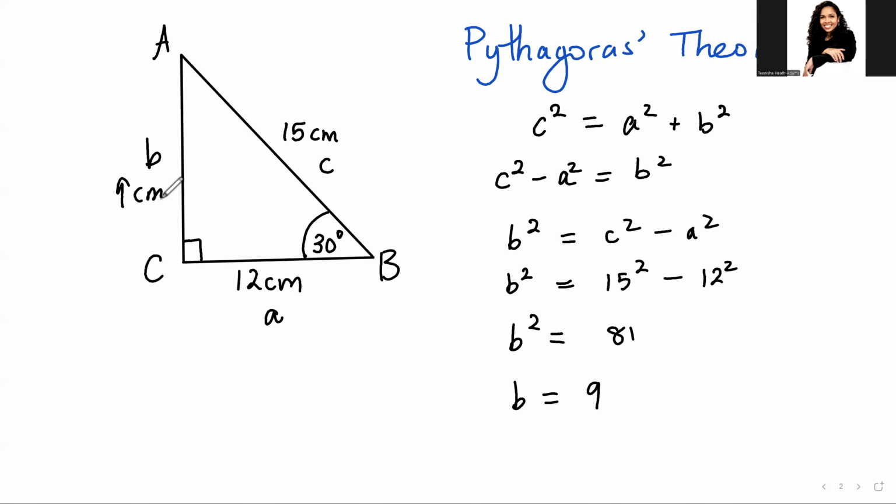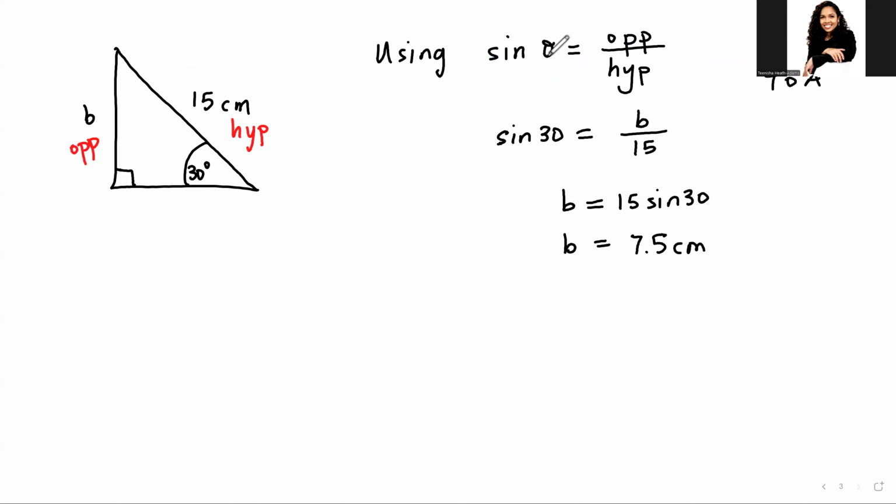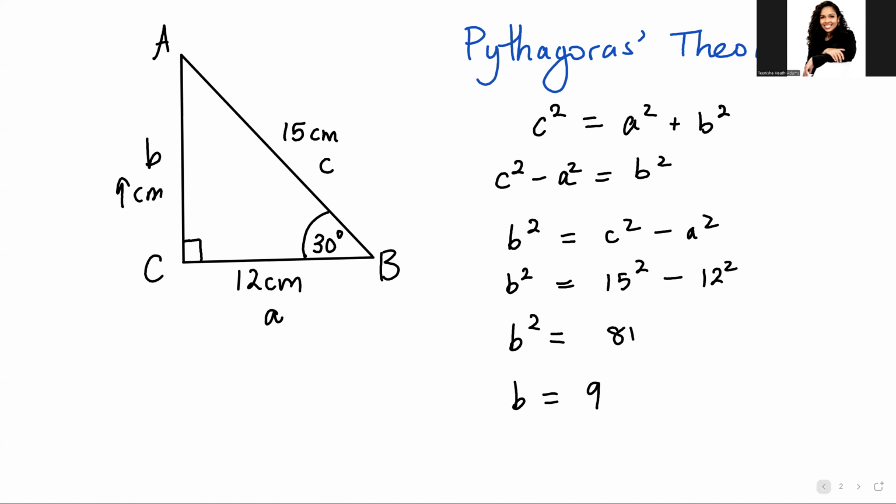That's correct. Let me see what's going on here. So sine theta is the opposite over the hypotenuse. So that would be B over 15. And then B would be 15 times sine of 30, which is 7.5. I have no clue why it's giving you a different answer there, but both of these calculations are correct.